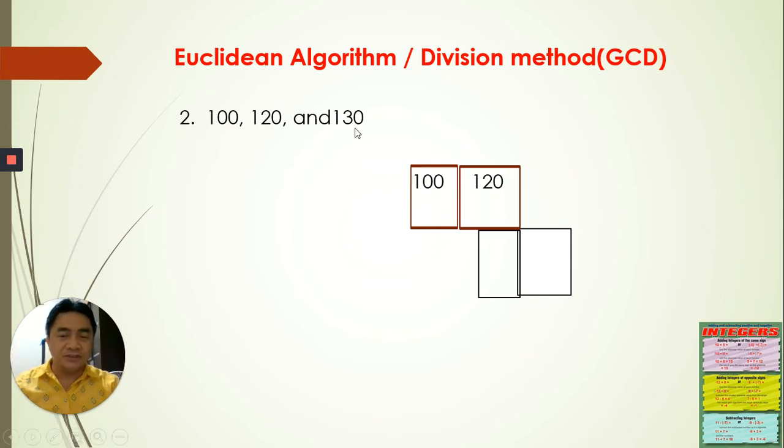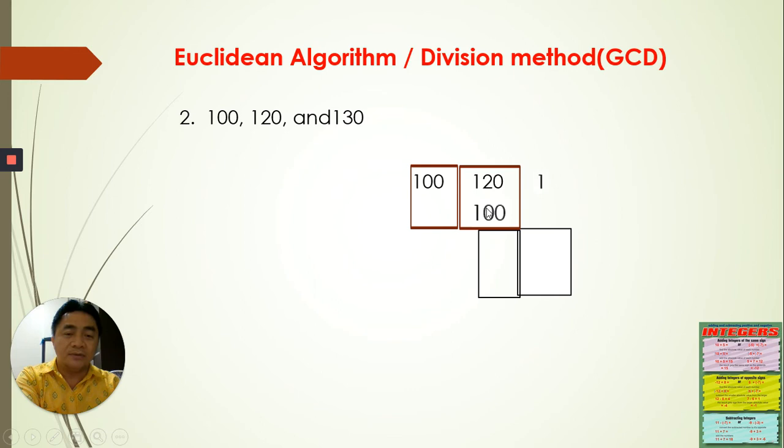Okay, next, we have here 100, 120, and 130. So again, as I have mentioned earlier, you can start with any of these numbers, as long as the divisor is lesser than the dividend. It's like this, 100 and 120. You can have also 120 and 130, or 100 and 130, as long as the divisor is lesser, like this.